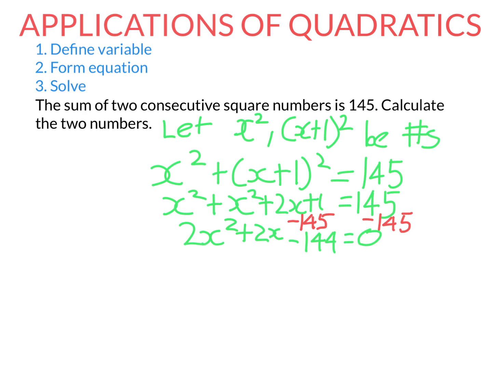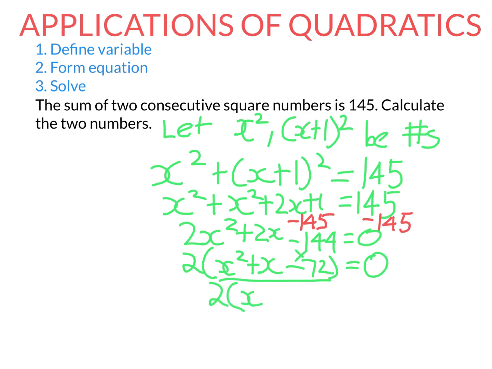Well, note each of these terms has a common factor. The common factor is 2, so I'll take that outside. I get x squared plus x minus 72 equals 0. So solving this equation, we can factorize just what's in the brackets. Two numbers that multiply to negative 72 and add to 1, we get positive 9 and negative 8. So using the null factor law, either the first bracket equals 0 or the second bracket equals 0. These are the two options for x.